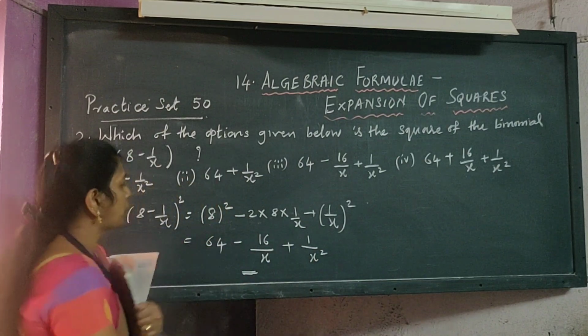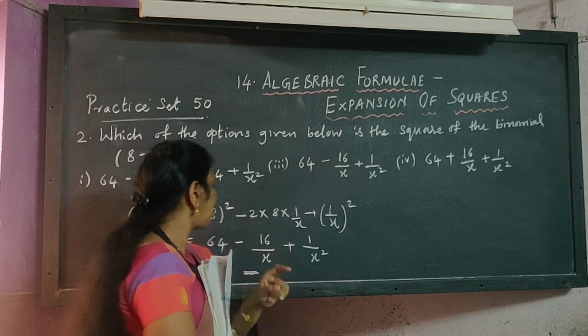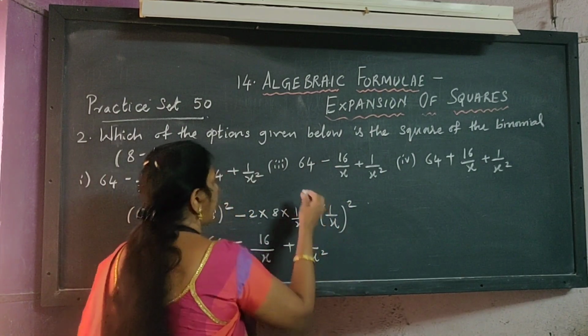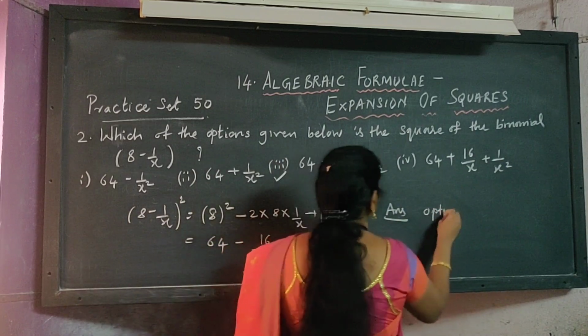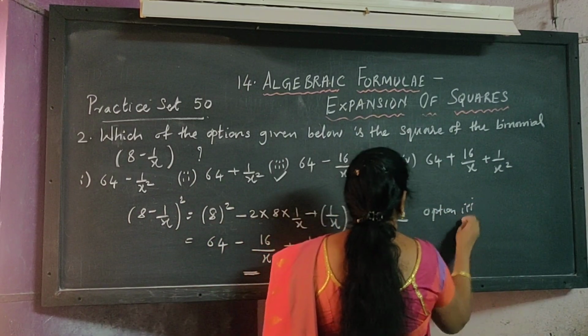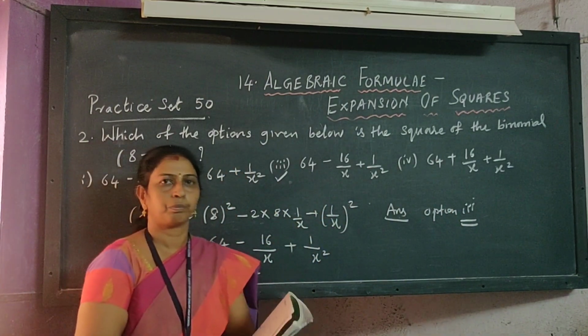So we will see which option is correct. Option number 3, if you see, 64 minus 16 upon x plus 1 upon x square. So our answer is option 3, the correct answer.